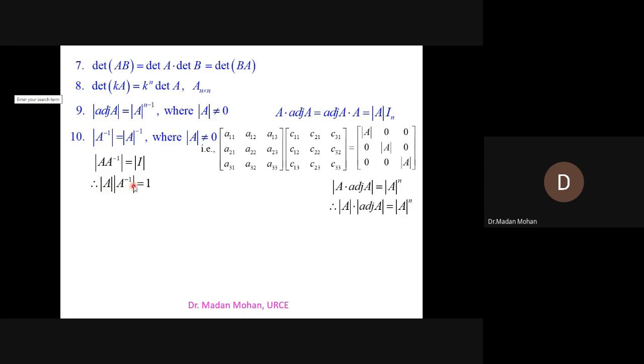Determinant of A inverse is 1 by det A. Here, please observe, this A inverse means the inverse of the matrix. Det A power minus 1 means 1 by det A. Det A is a number.